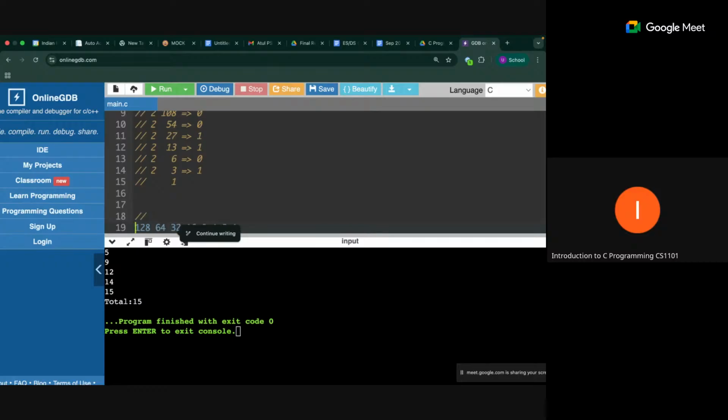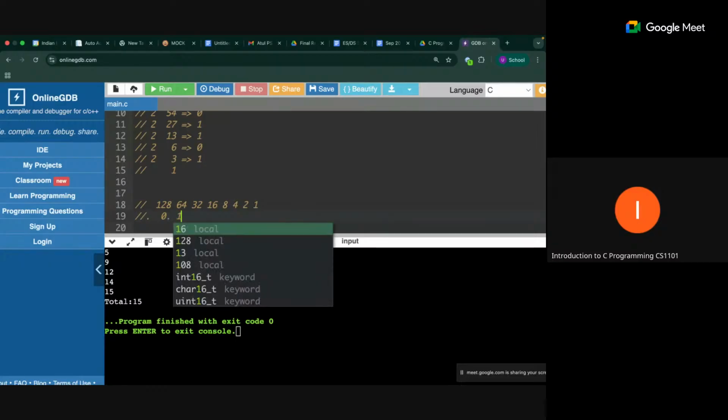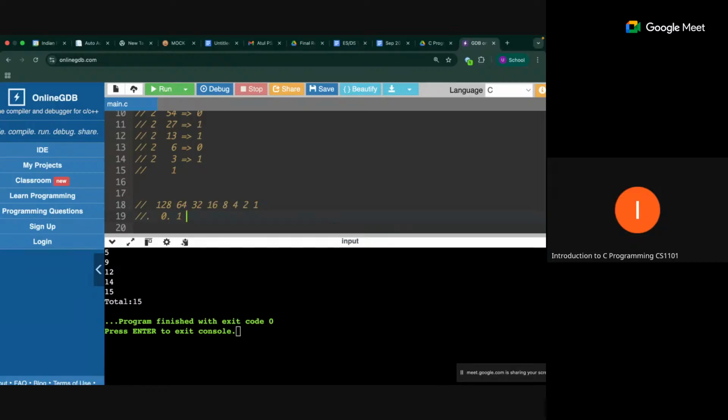Because the 8-bit representation includes all these values, right? So can I use 128? No. So that will become 0. Then 64, yes, we can use it. So fill it with 1. So now 108 minus 64, what is the value? We'll get 44. Is 44 greater than 32? Yes. So we can fill it with 32.